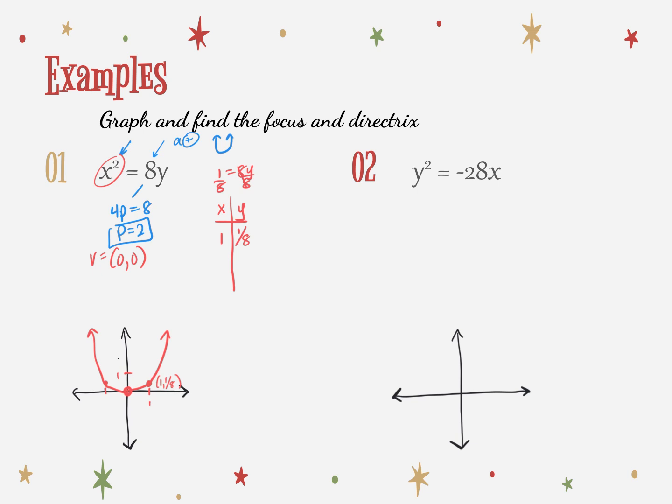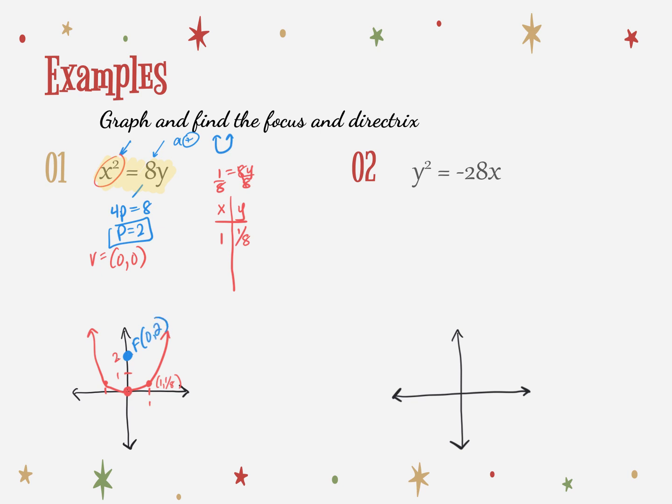what the parabola looks like, now I can find my focus and my directrix because I know my p is 2. So I know I have to go 2 units up for my focus. So my focus is going to be this point right here. Remember, the focus is always inside the parabola. So it's going to be located at 0, 2.